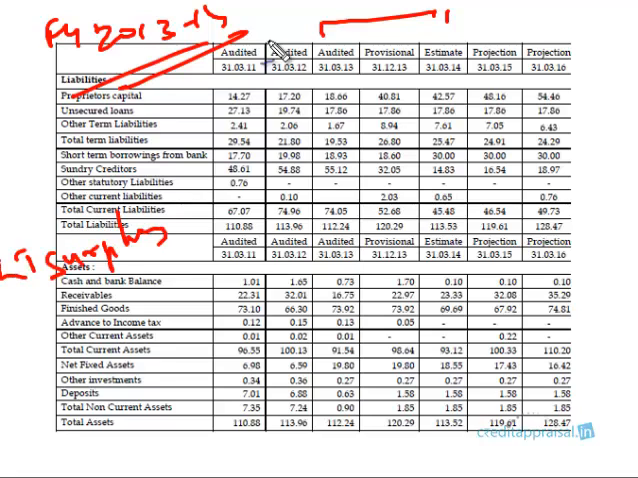So the projection will be such that even without doing the calculations, you can straight away tell that because the current ratio is improving, because the projected NWC is increasing, what the company is basically saying is we are going to have some long-term surplus during this year.